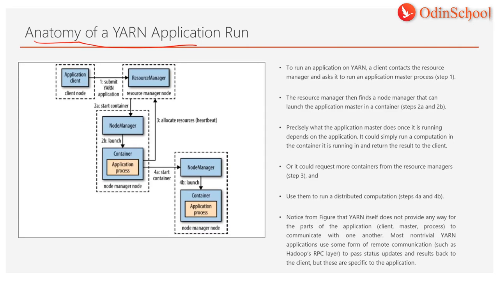So let us see the anatomy of a Yarn application run, what actually goes on behind the scenes when a Yarn application is submitted. Whenever you want to run any application on Yarn, a client contacts the resource manager, as you can see in the very first step, and asks it to run an application master process, whatever the application type is, let us say MapReduce or Spark. According to the application type, it contacts the resource manager by submitting the Yarn application. Now the resource manager will find the best suitable node for the application master of the application which it wants to run.